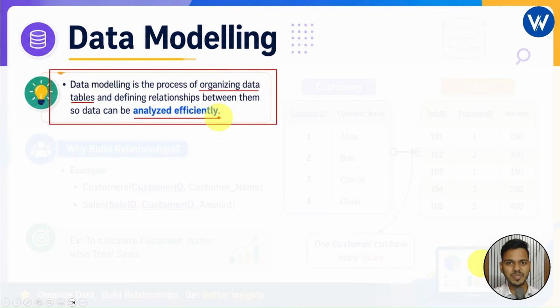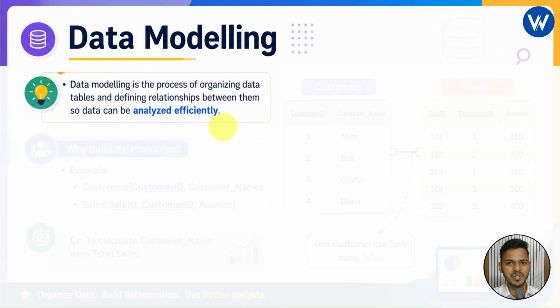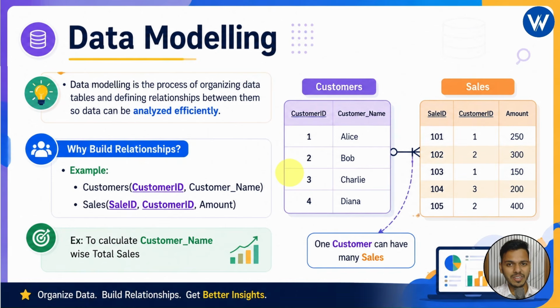If you didn't understand, don't worry. Let me repeat it again. Data modeling is the process of organizing data tables, and building relationships between the tables so that we can analyze the data efficiently. I hope you guys understood. If you didn't understand, don't worry. Let me show you with one example.